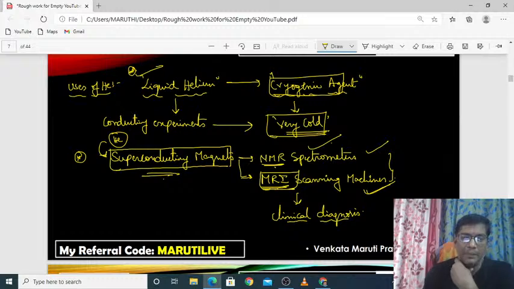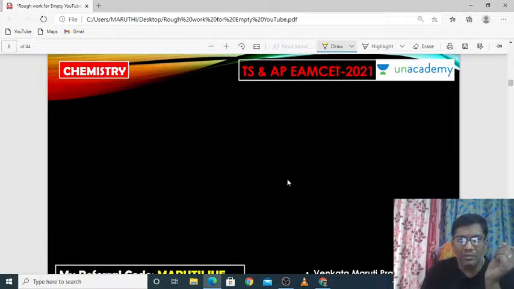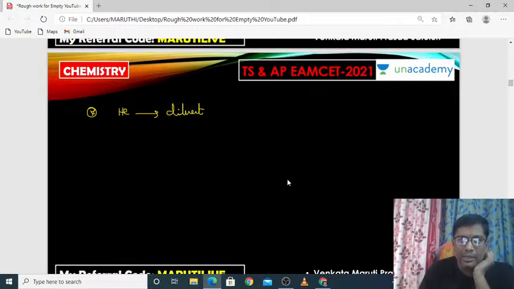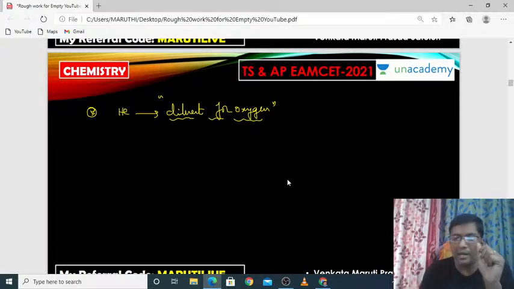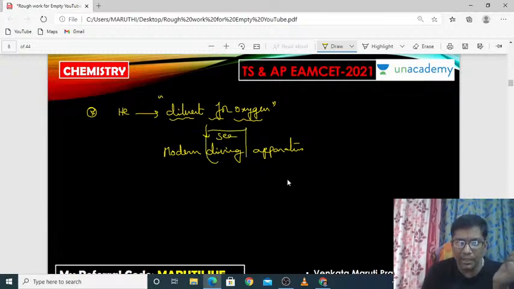And one more important use for helium gas, this is very important, this is the next use. Normally, helium is acting as a diluent for oxygen. Where can it be used as a diluent for oxygen? In modern diving apparatus. Suppose sea diving. Diving means sea diving.